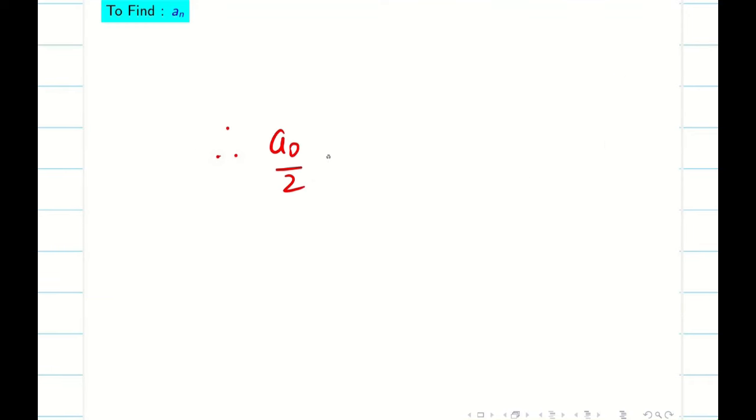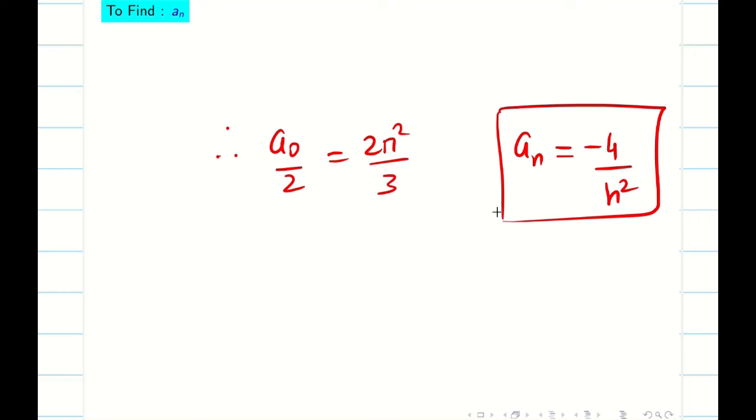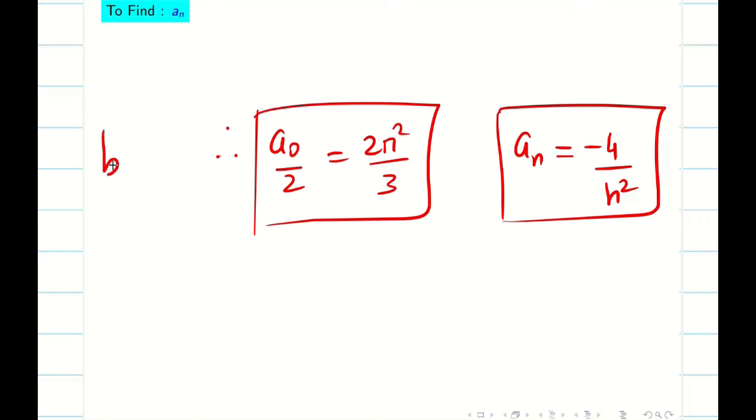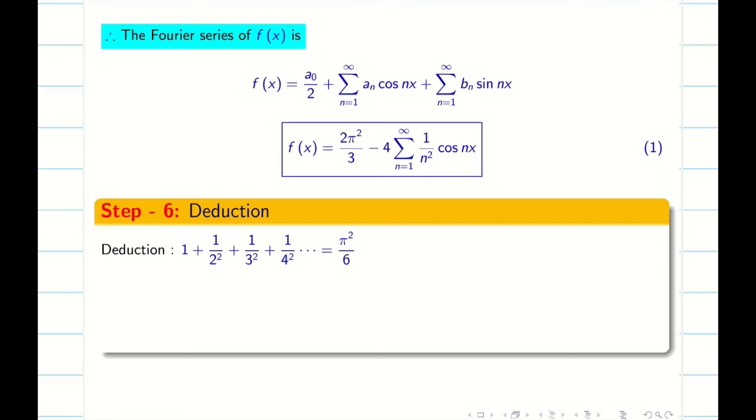Therefore, my a naught by 2 is 2 pi square by 3 and an is going to be minus 4 by n square. By the property, we have found bn equal to 0. So now substituting these three values in the Fourier series formula, we will be getting the final answer. Therefore, my answer is f of x equal to 2 pi square by 3 minus 4 times, I'm taking this minus 4 outside, summation n equal to 1 to infinity 1 by n square cos nx.